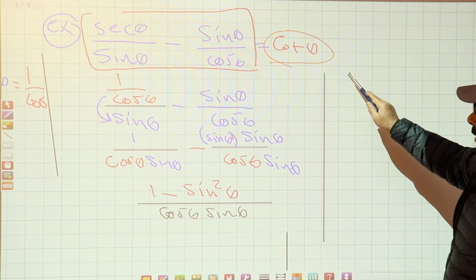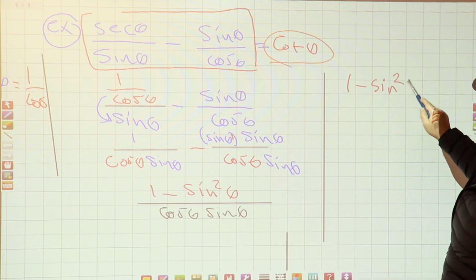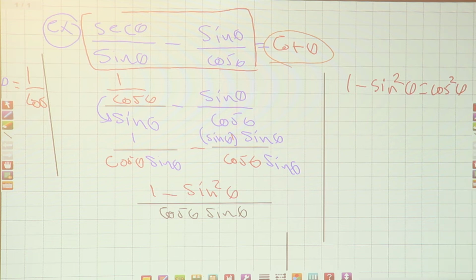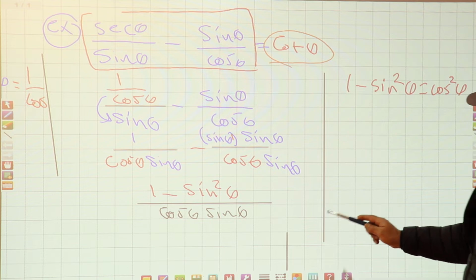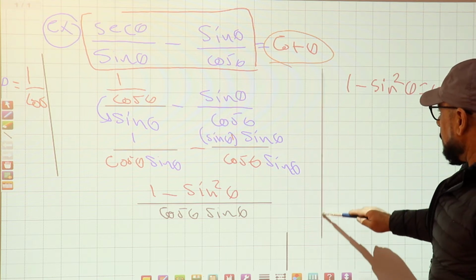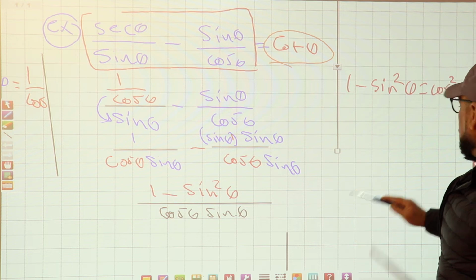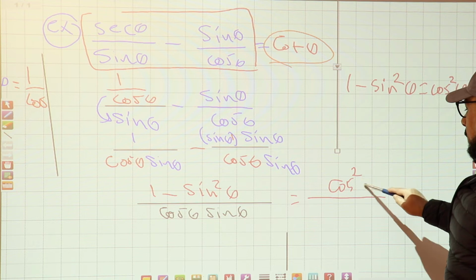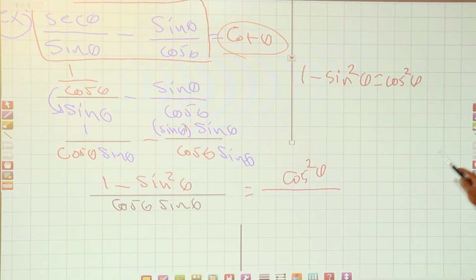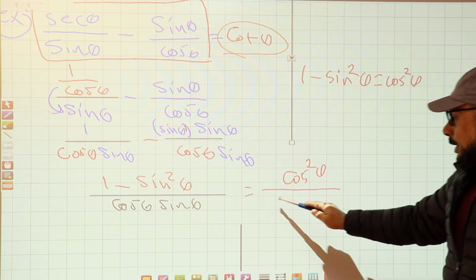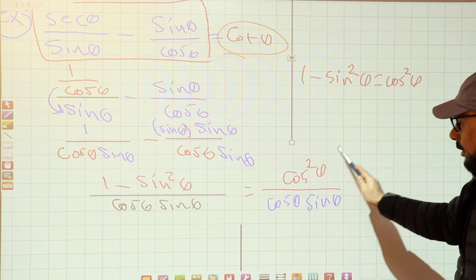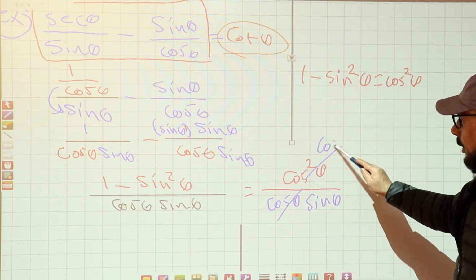What is 1 minus sine square theta? It is cosine square theta, right? 1 minus sine square is cosine square theta. Then here, this equals cosine square theta over cosine theta, sine theta. This cancels, left cosine theta.